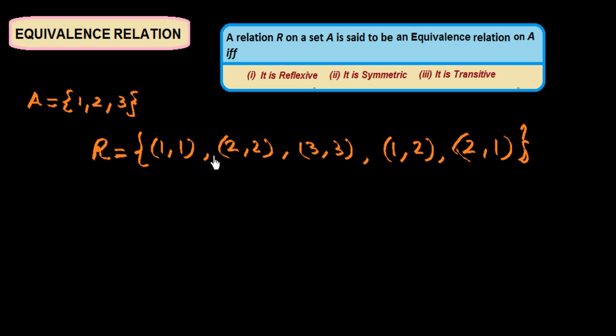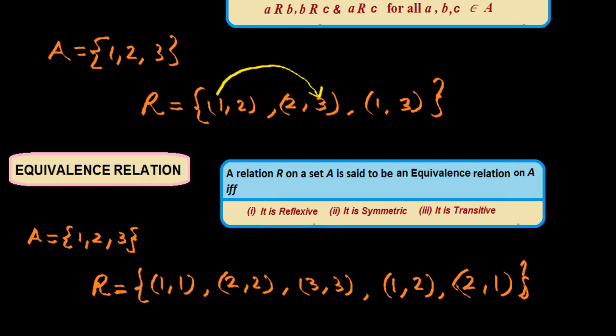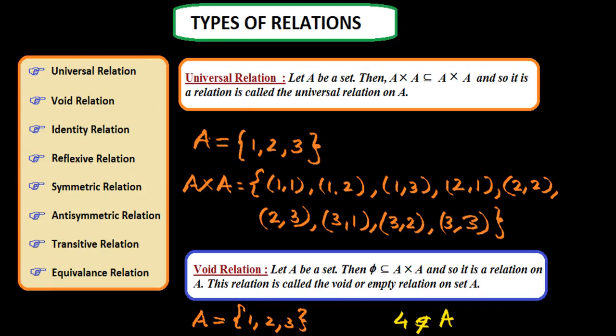So in this way we have seen the different sorts of relations we have studied here. Universal relation we have seen, void relation we have seen, identity relation, then reflexive relation, symmetric relation, antisymmetric relation, transitive relation, equivalence relation. We will do the details of this in our further sessions.